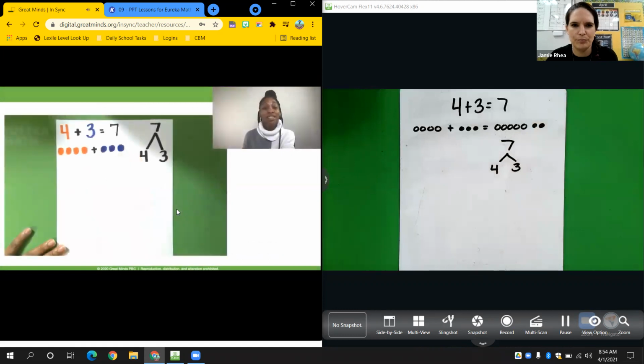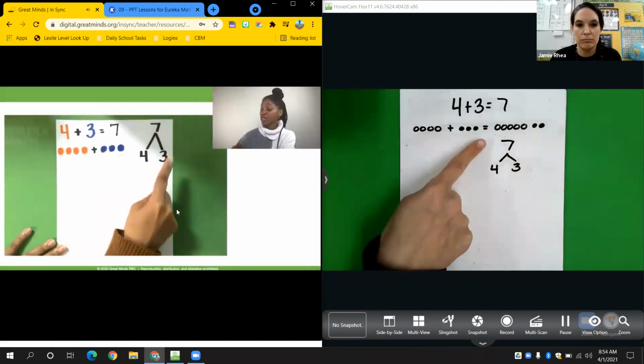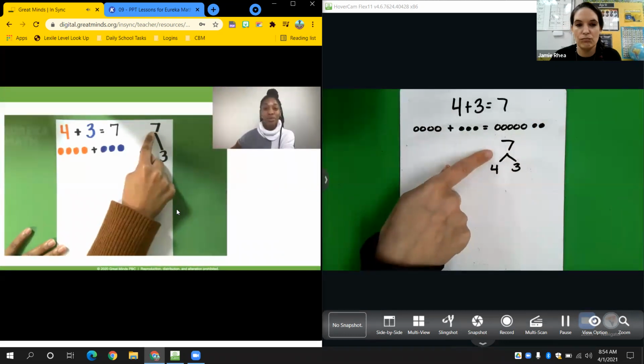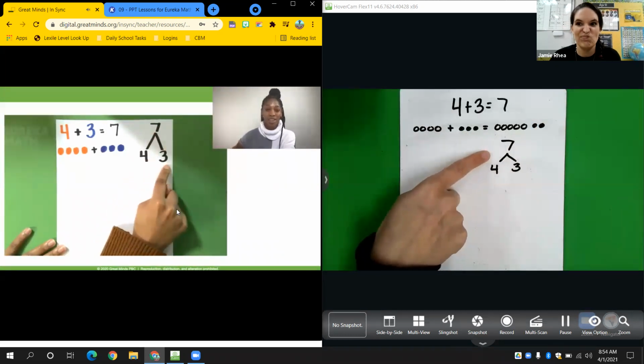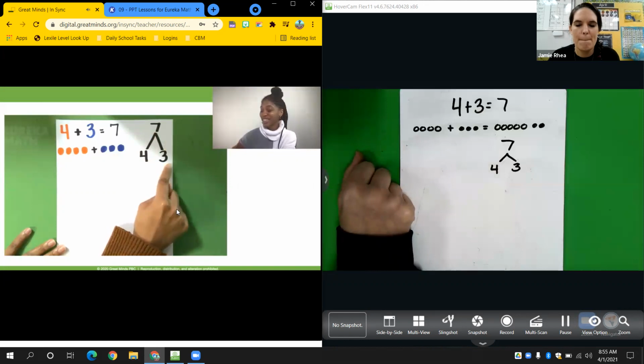Take a moment to compare your work with mine. Did you create a number bond to show 7 as our total, and then 4 and 3 as our parts? Got that one. If you made a mistake, that's okay. We all make mistakes. If you need to, press pause to fix your work, and then press play when you're ready to keep on moving.